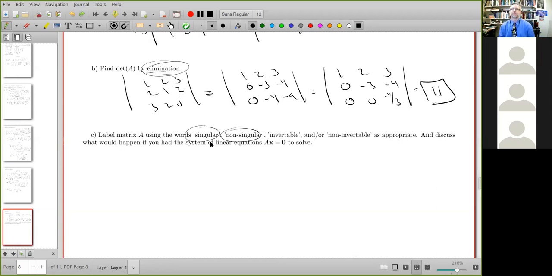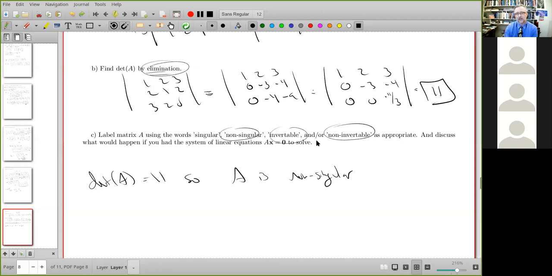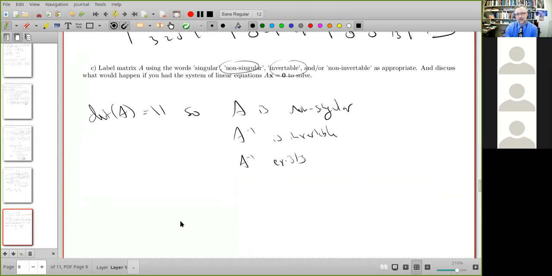Singular or non-singular? Non-singular. Is non-singular. All right. Does that mean invertible or non-invertible? The inverse exists. Invertible. And here comes the last part. If I would ask you to solve AX equals 0, then, all right, pause. AX equals, notice that is a bold font 0, right? It's a bold font 0.